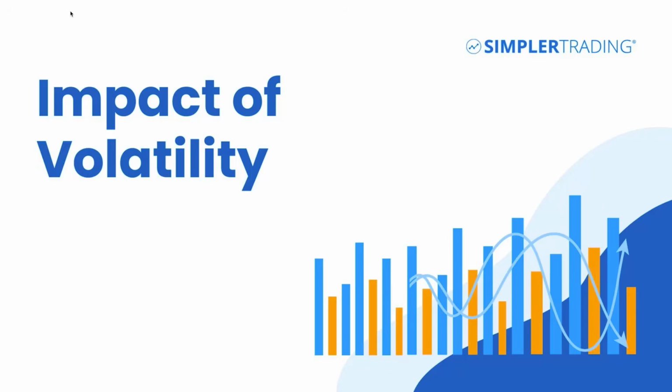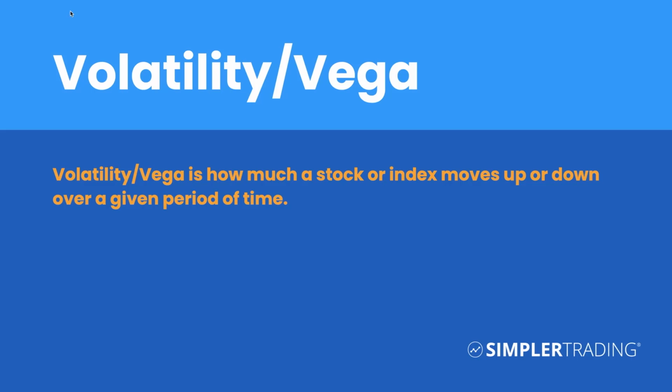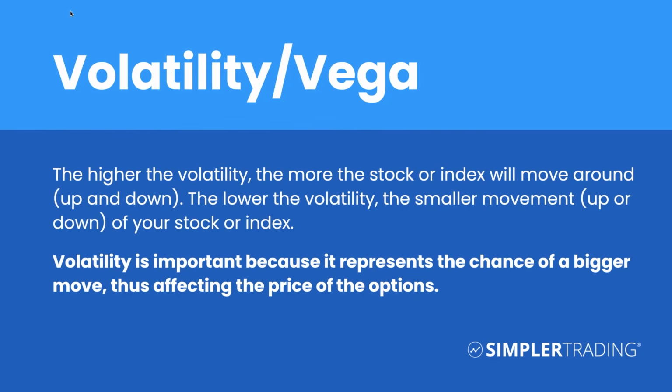In this section, we'll be covering the impact of volatility. So volatility, or vega, is how much a stock or index moves up or down over a given period of time. The higher the volatility, the more the stock or the index will move around up and down, and the lower the volatility, the smaller the movements will be on the stock or the index.